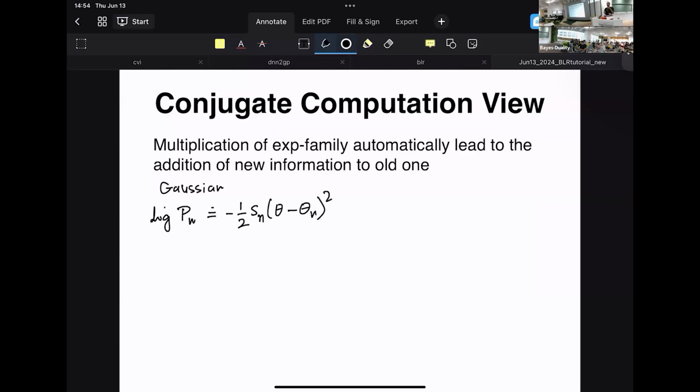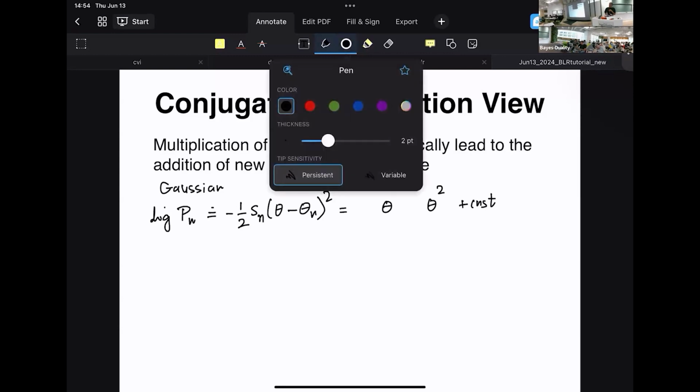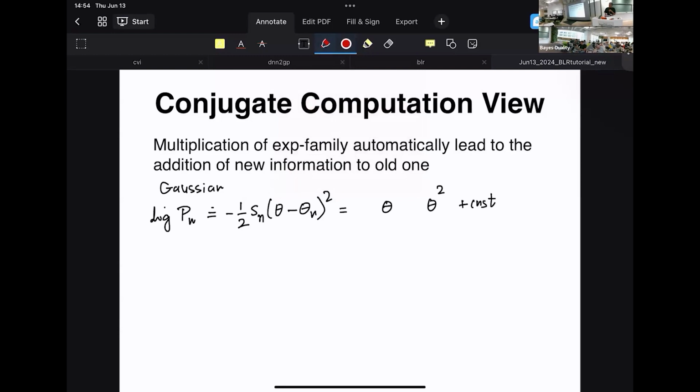Does that make sense? Right. So then here you can rearrange this and collect all the terms that depend on theta and theta squared, and then we'll call everything else constant because we only care about theta, because that's what the distribution is defined for. And if you actually collect those terms, then you will see that this guy is Sn times theta n, and this guy is minus half of Sn. Does that make sense?